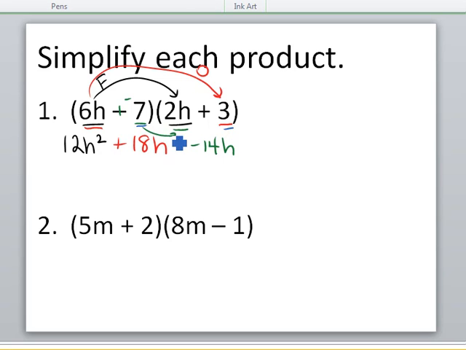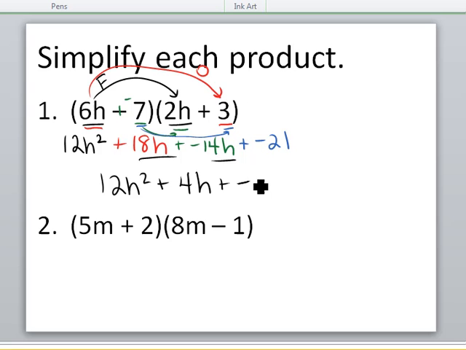And then the last terms are the last two in the parentheses, so negative 7 times positive 3, which is negative 21. Add like terms together, so we get 12h squared plus 4h plus negative 21.